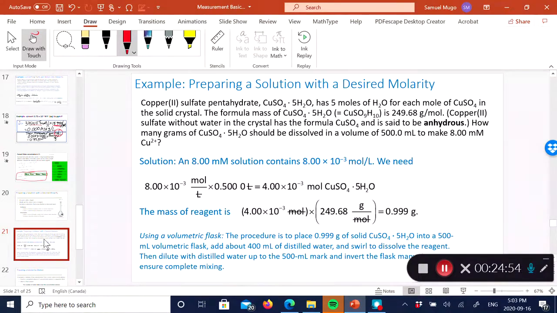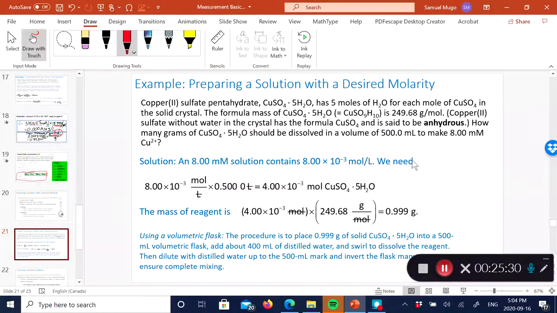So maybe a problem like this one, which is something that you can come across in the lab. Now, you've been asked to prepare a standard solution of 8 millimolar of copper ions, and you've been given the salt, copper sulfate pentahydrate. So how do you do that? And you've been asked to make 500 mL of that 8 millimolar solution.